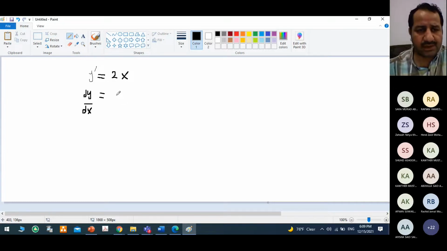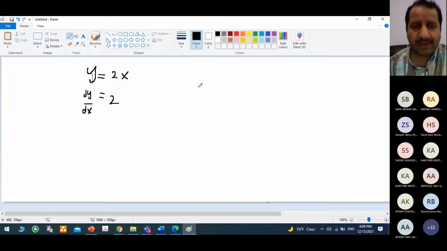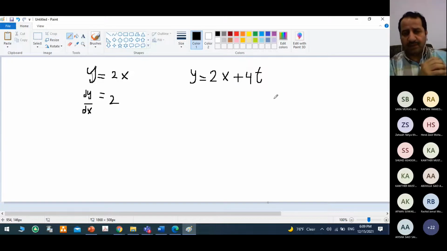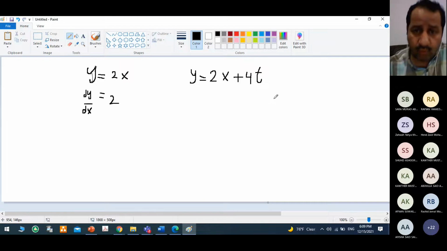So definitely we'll say, okay, this is y, then the derivative will be 2 only. Now, in a partial differential equation, y will be a function of two variables or more, such as 2x plus, as an example, 4t. Now here, x and t are the independent variables. y is the dependent variable. When we want to differentiate y, we will not use this d, you remember d? But we will use this simple partial symbol.